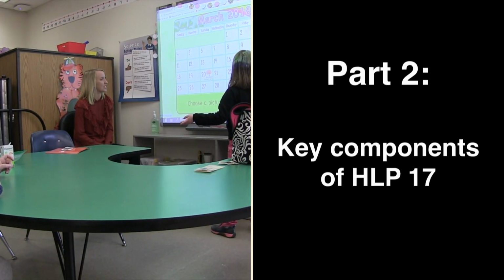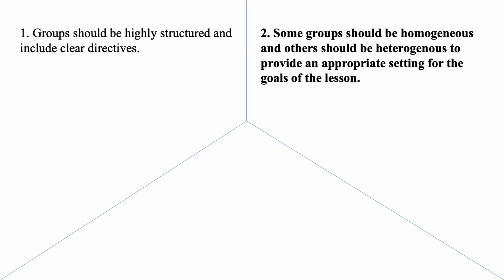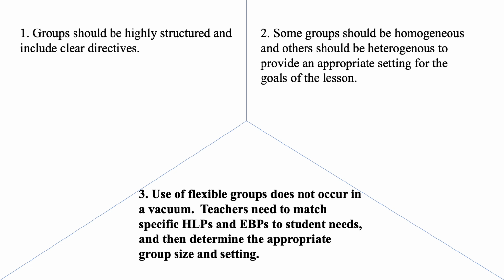Part 2. Key components of using flexible grouping. In Part 2, we highlight 3 key components of constructing and utilizing flexible grouping. These components are: 1. Groups should be highly structured and include clear directives. 2. Some groups should be homogeneous and others should be heterogeneous to provide relevant instruction that matches student needs and IEP goals. And 3. The use of flexible grouping does not occur in a vacuum. Teachers need to match specific HLPs and evidence-based practices to student needs, and then determine the appropriate group size and setting.